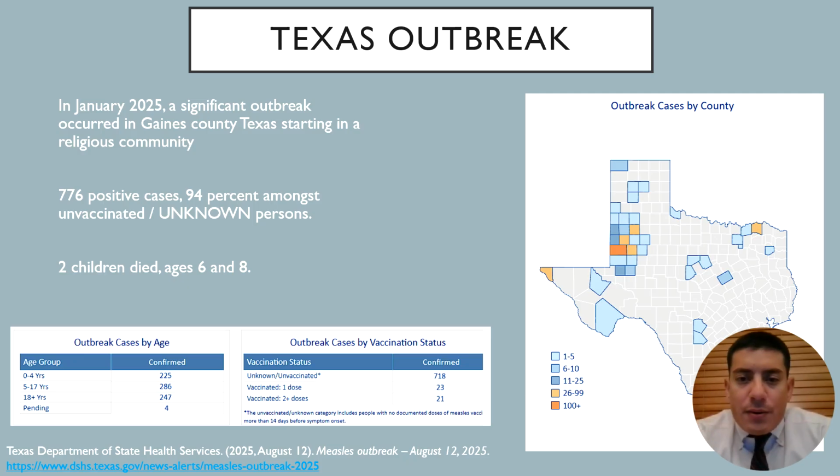As you may have heard, there was a significant outbreak in Texas in a religious community earlier this year. There were 776 positive cases. 94% were among unvaccinated or vaccination-status-unknown persons. And unfortunately, 2 children died.